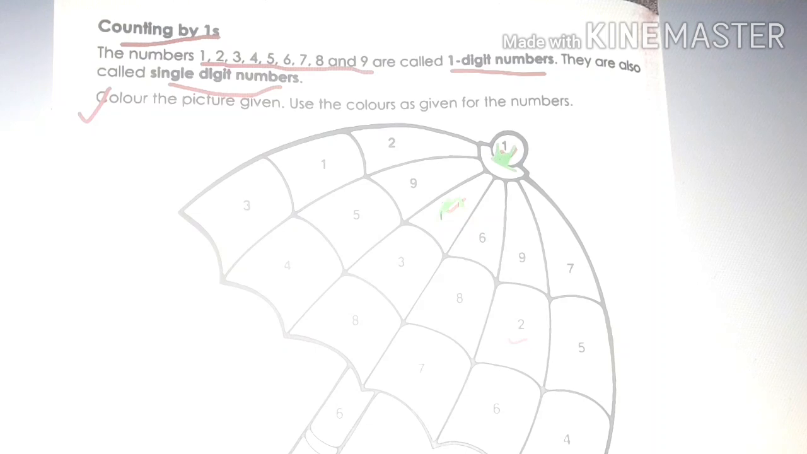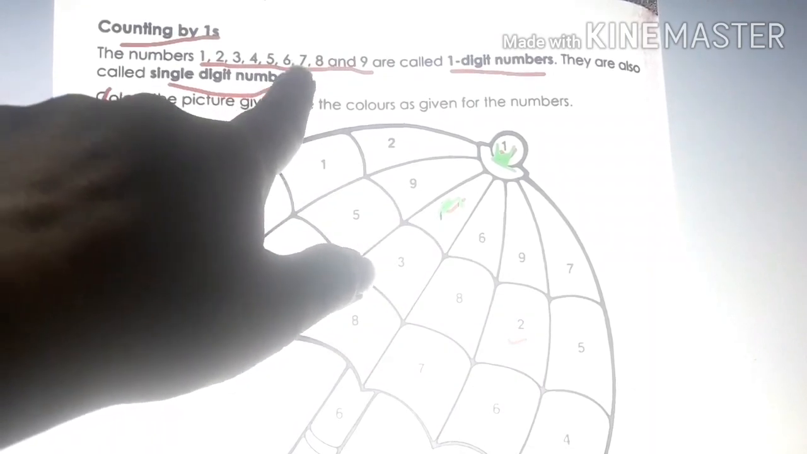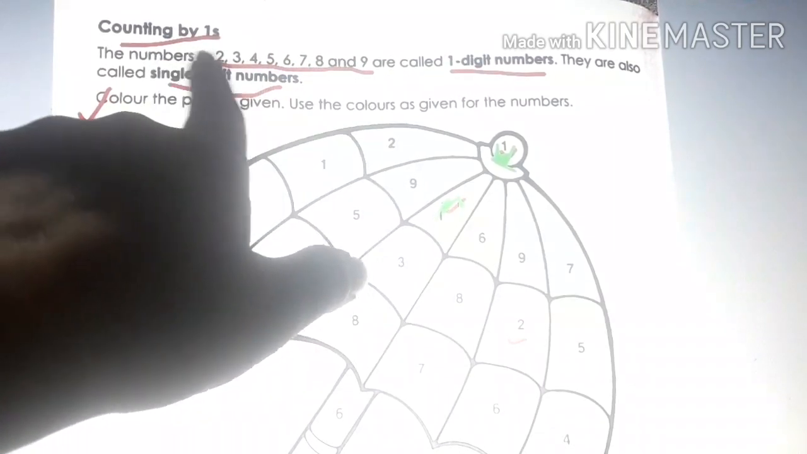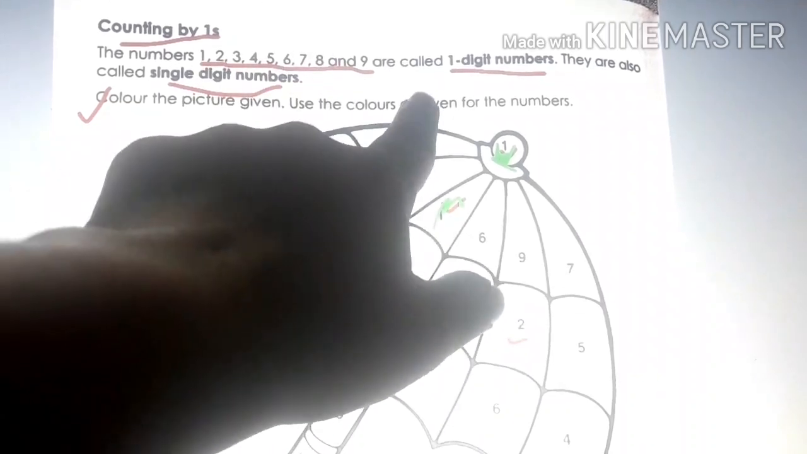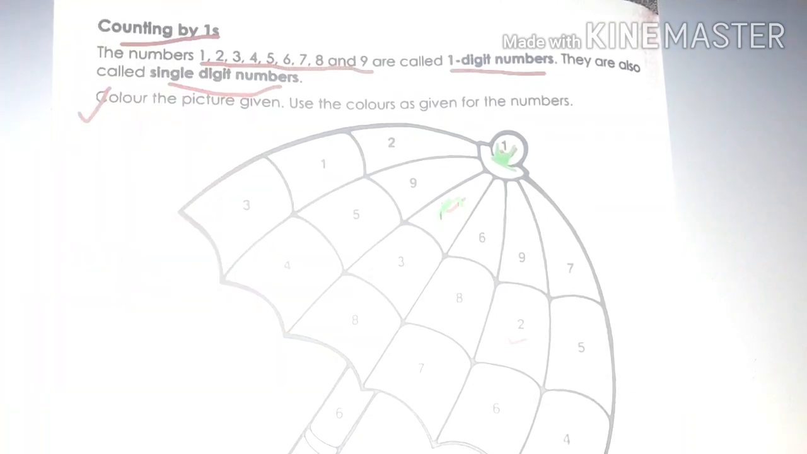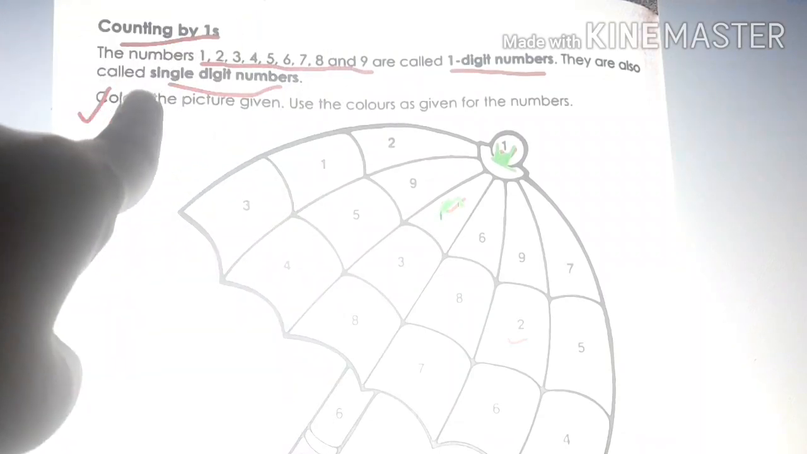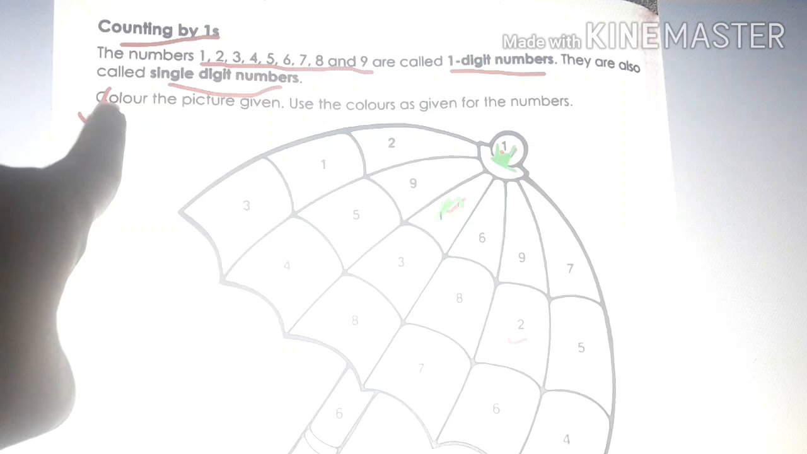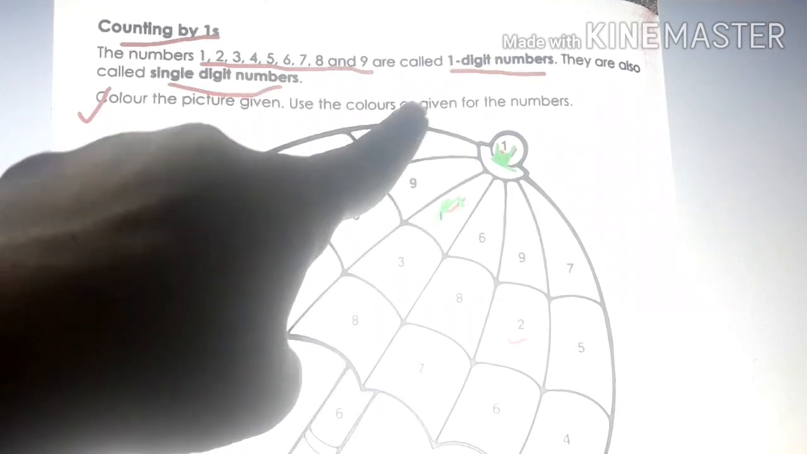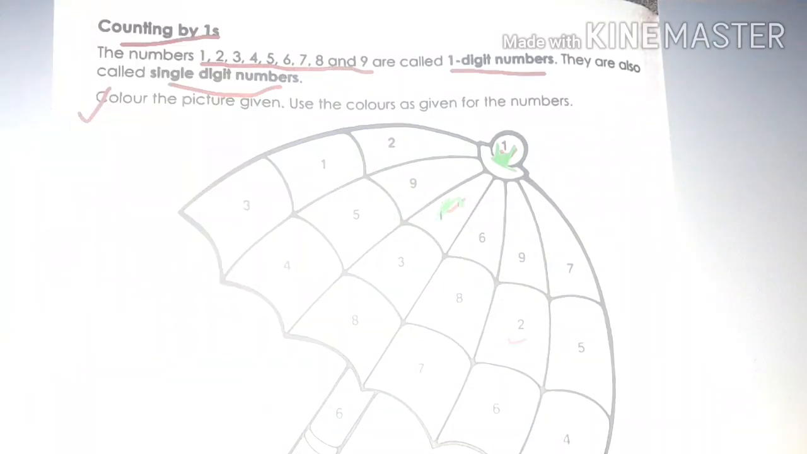Counting by ones. So children, the numbers 1, 2, 3, 4, 5, 6, 7, 8 and 9. These numbers from 1 to 9 are called what? They are one digit numbers, and they are also called single digit numbers. The numbers from 1 to 9, children, are single digit numbers. Then color the picture given. Use the colors as given for the numbers. All the single digit numbers are given here in this picture. What picture is this, children? This is the picture of an umbrella.